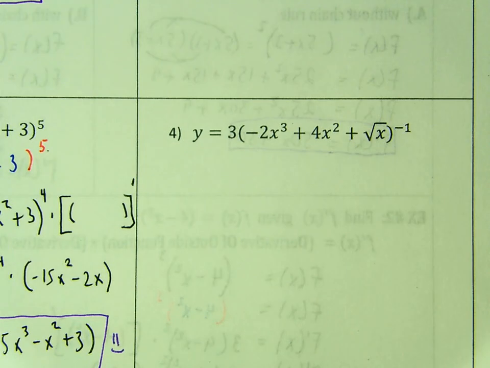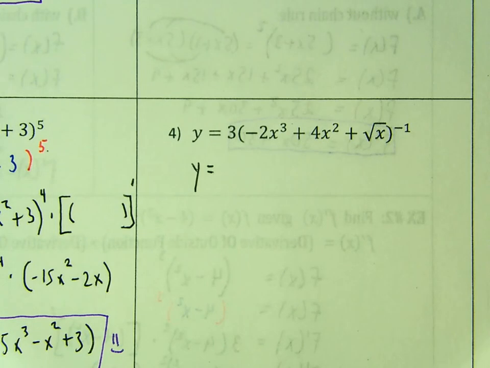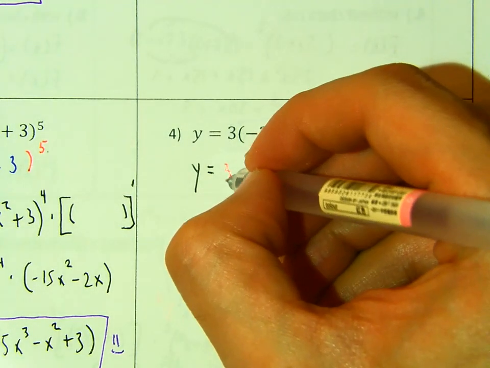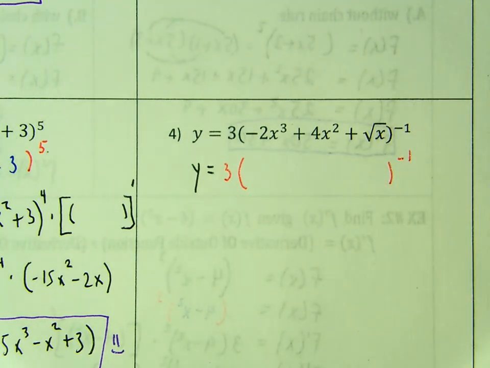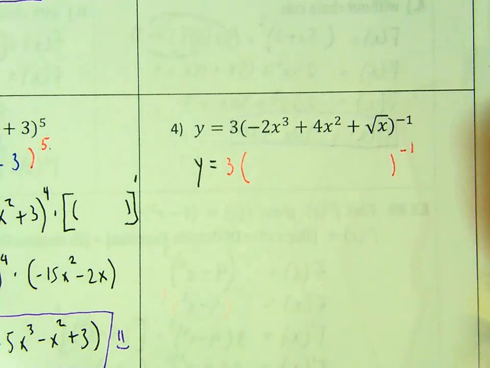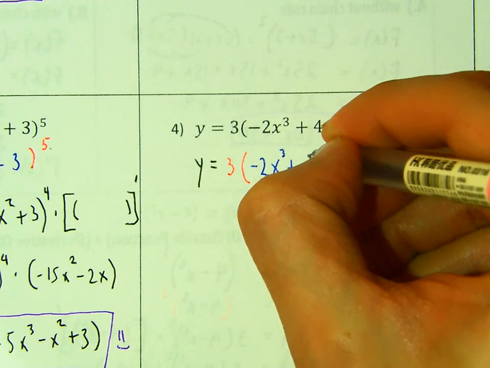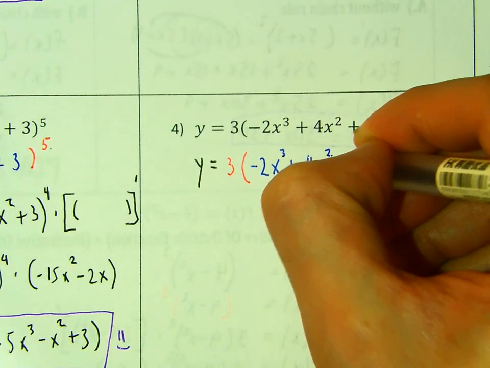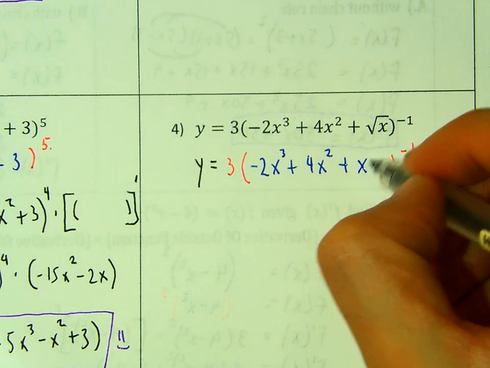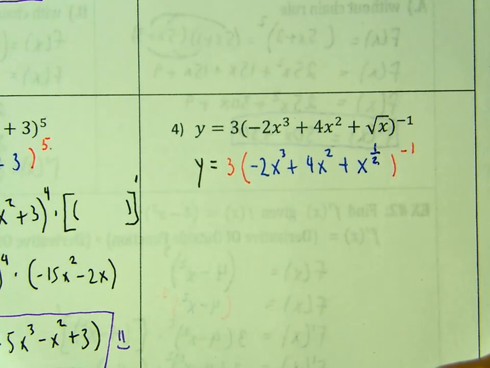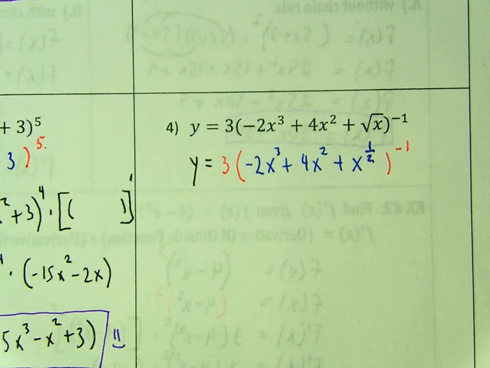So dy dx. I'm sorry. First, let's set it up. Y equals. What's on the outside? First, it's -3, and then we have this -1, right? Okay. And what's the inside? We have -2x cubed plus 4x squared plus... Now, if you see the square root of x, I'm going to just have it as x to the 1/2. Okay? Because that's how you're going to have to take the derivative of square root of x, right?